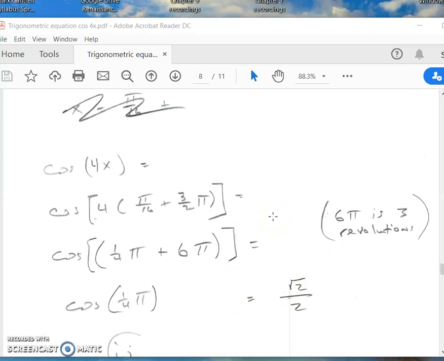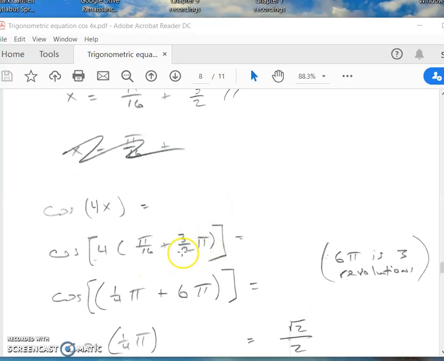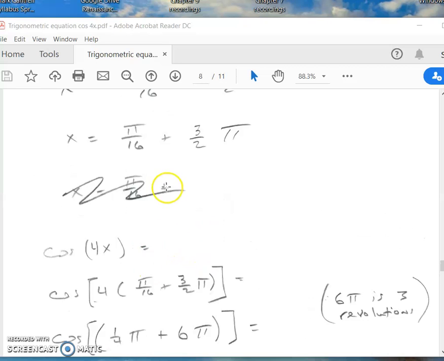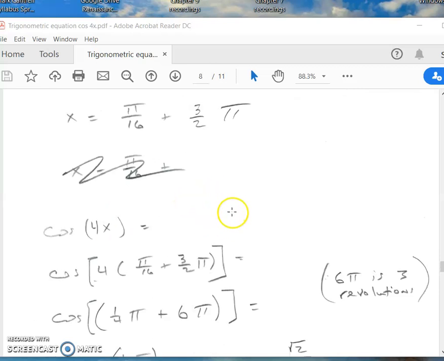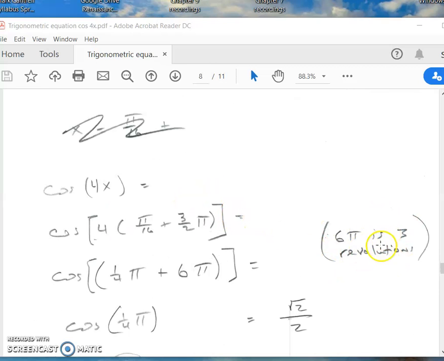So that's where the metaphor of the minute hand comes in, going around and around and around, and you get the chime over and over again. It's not from here. Obviously 3/2 of a pi, that's not a revolution. But 4 times 3/2 of pi, that does give you a revolution. That gives you the 6 pi, that's 3 revolutions. Okay, I hope I didn't make that worse, but that's what's going on.